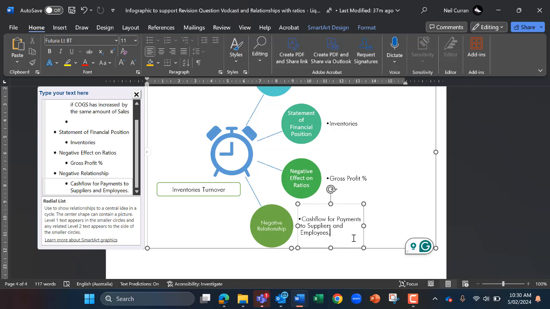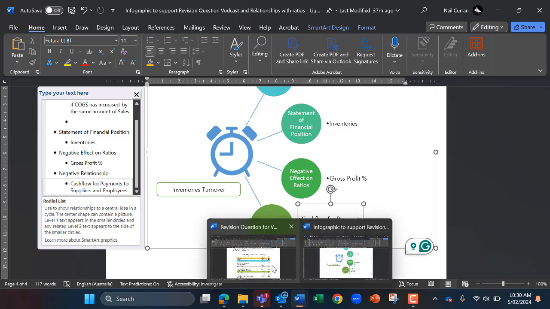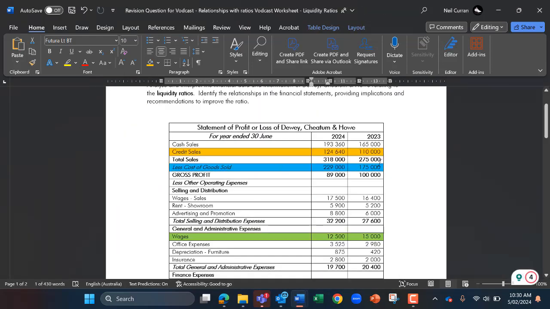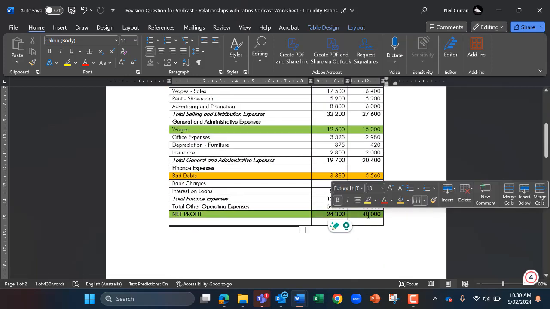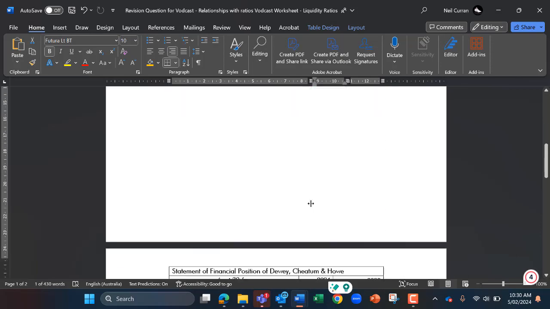So that has increased as well, and we can see here that our cost of goods sold has increased by 24% and our total sales has only increased by 11%. We can see here that we're paying way too much for our supplies, which will have a negative effect on our profit, which has gone down, and also our gross profit as well, which has gone down.